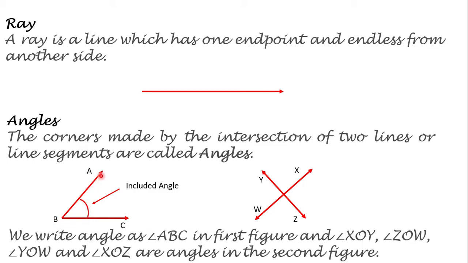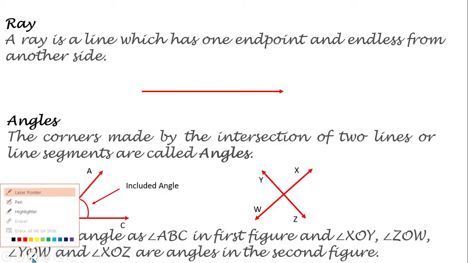And how can we write this? ABC. Okay, how? A, B, C. Always the corner point lies between the two other points. The corner point where the angle lies is between the two other points. Okay, is that clear? Now, if we talk about XOY, what is XOY? So, what is angle XOY?